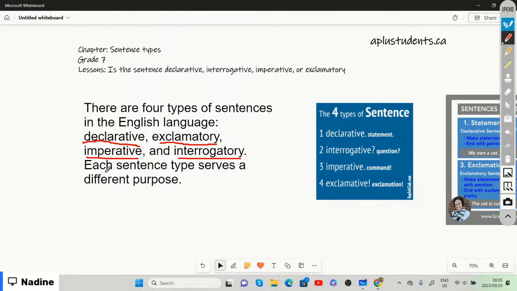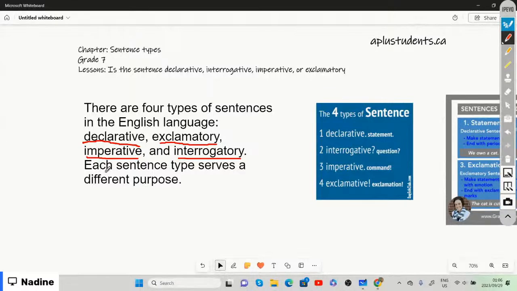So the first one is declarative. Declarative is basically just telling a statement. It's just saying something. That is a declarative sentence. It's like saying, I have 2 brothers and sisters. Somebody can choose to respond, or they don't have to at all, because it's me just telling you something. That's it. And that is declarative. It's like making a statement.